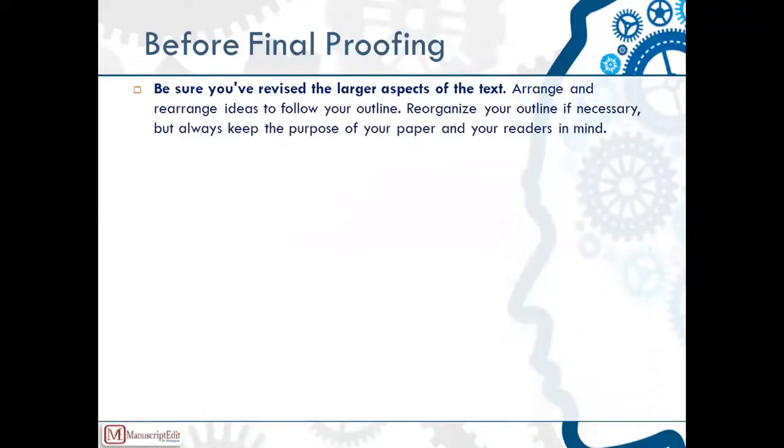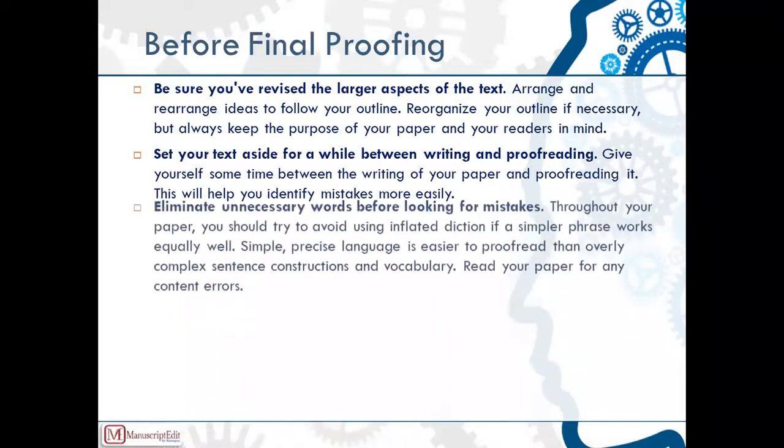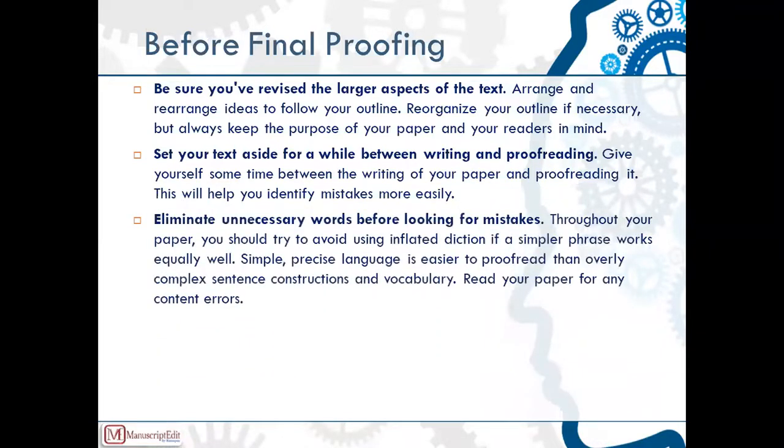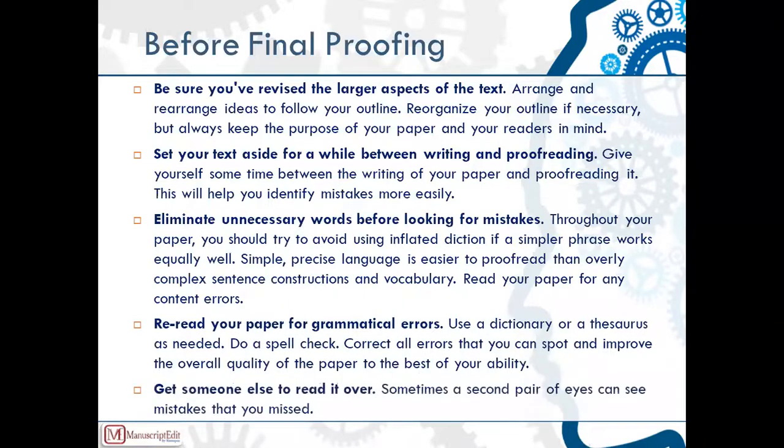Now, before final proofing, be sure you have revised the larger aspects of the text. Set your text aside for a while between writing and proofreading. Eliminate unnecessary words before looking for mistakes. And reread your paper for grammatical errors. Now, the last one is get someone else to read it over, as sometimes a second pair of eyes can see mistakes that you have missed.